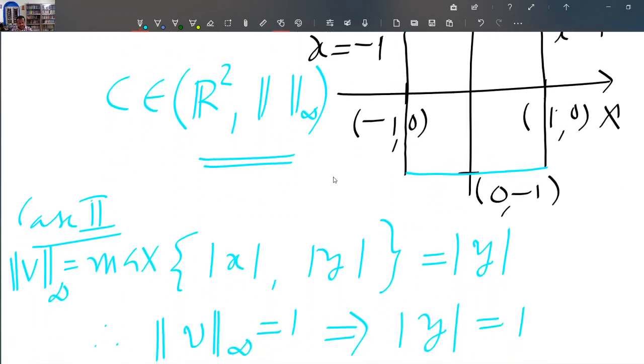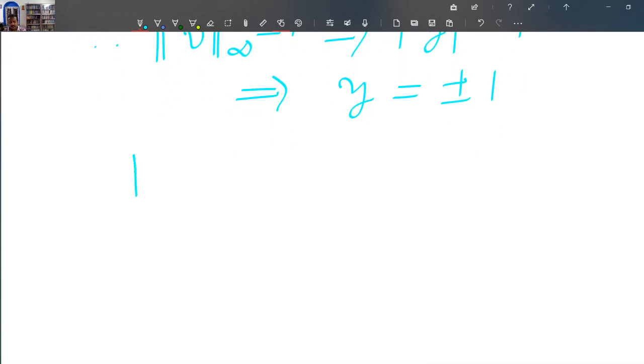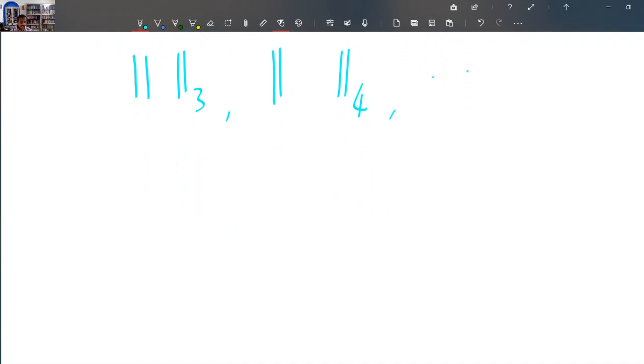Okay. We have other norms. Now we are going to check what the shape of the unit circle in R2 is with the 3 norm, and what the shape of the unit circle in R2 is with the 4 norm, etc. You can use GeoGebra for that. One advantage in GeoGebra is that you can directly plot modulus of x. So you can plot these curves.